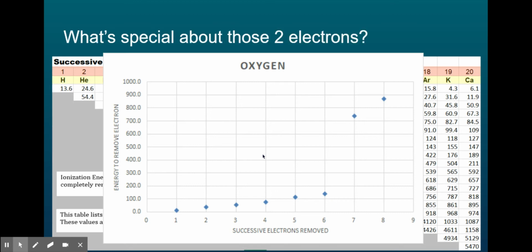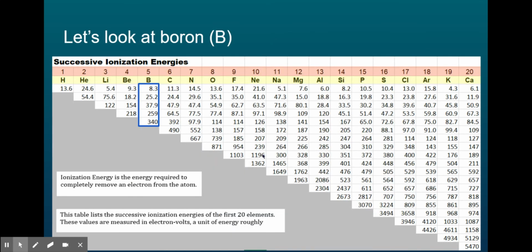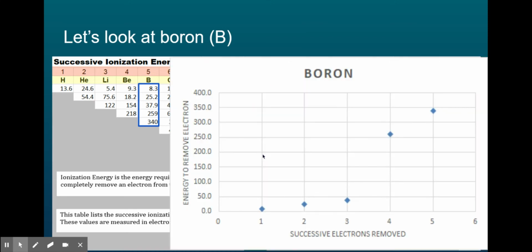Oxygen seems to have 2 electrons that are much more strongly attracted to the nucleus than the rest. Let's see if anything like that happens with other elements. Okay, let's look at boron. Again, the prediction that energy to remove electrons would go up as we remove more is correct. And again, there's a big jump. And again, there are 2 electrons after the jump. That means 2 special electrons that are really tightly held by the nucleus.